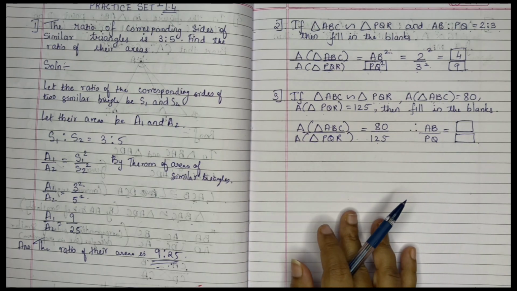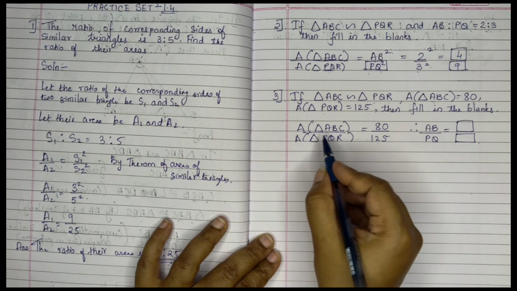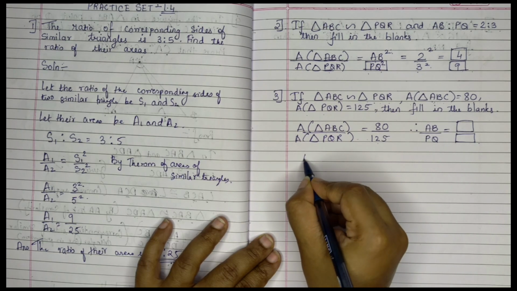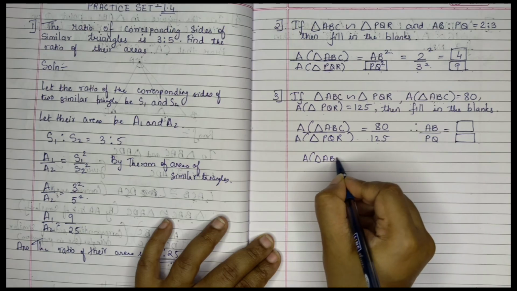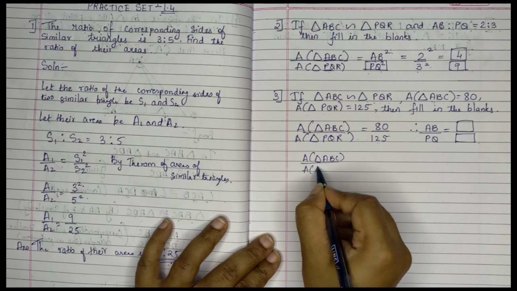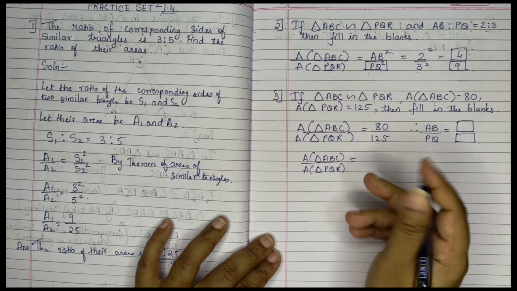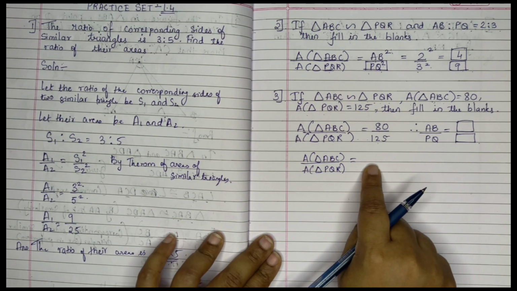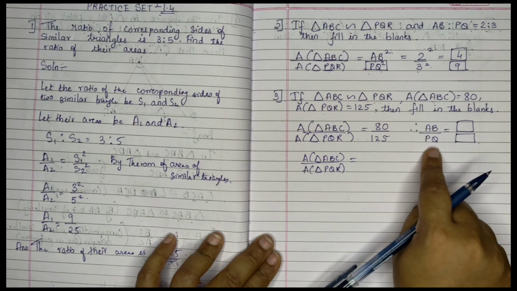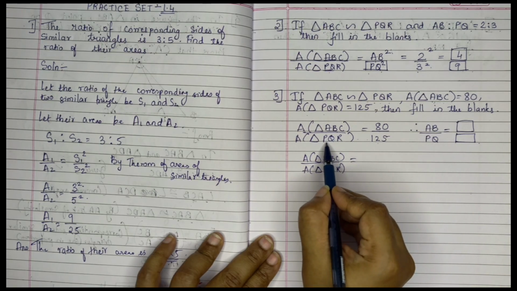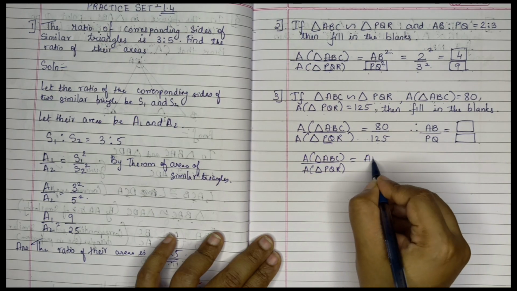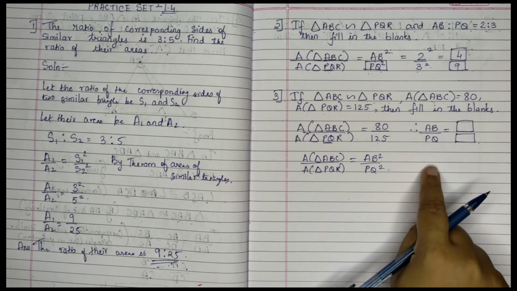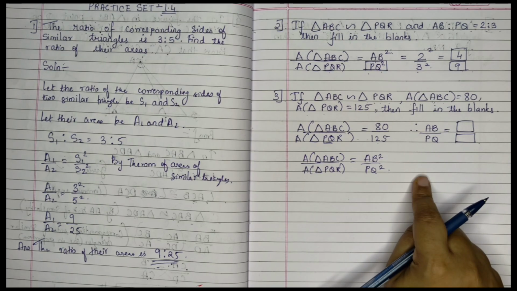Now see for the working, we know that the ratio of the areas of two triangles, write down area of triangle ABC upon area of triangle PQR is equal to the ratio of the squares of their corresponding sides. Now which two corresponding sides we will take? AB and PQ. That means AB square upon PQ square. This is by the theorem of areas of similar triangles.